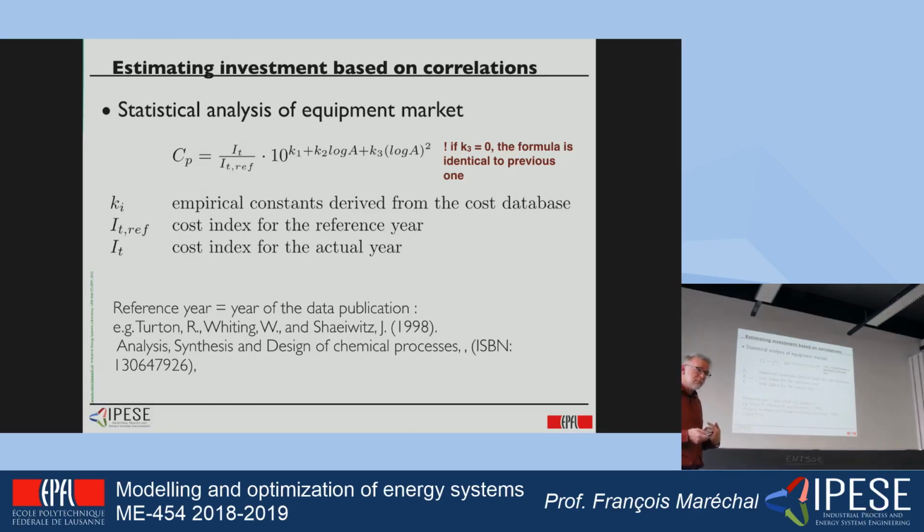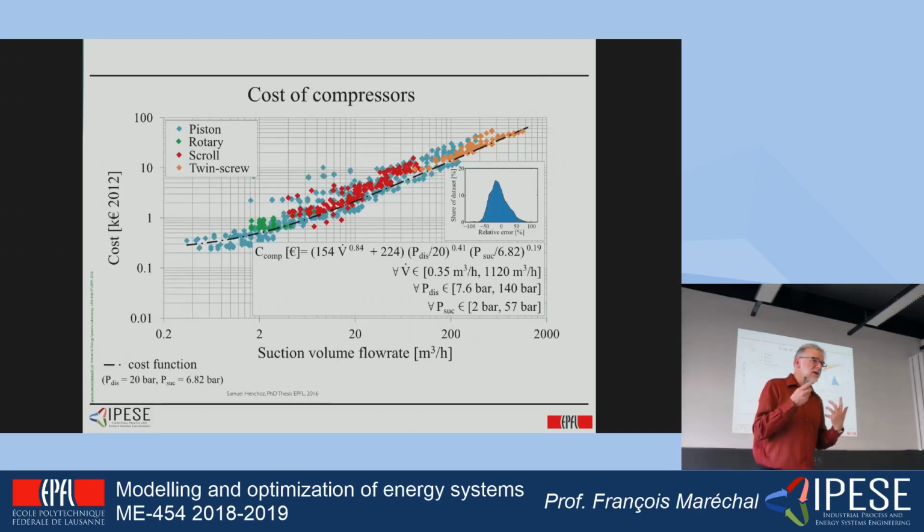So to give you more information, I'm going to give you some examples. This is something that my student has made, observing the market of compressors in Switzerland. He has collected a lot of information, so each point is one compressor that he has received, and you can see that there are a lot of compressors that were available. He has obtained the cost and plotted it as a function of the flow rate.